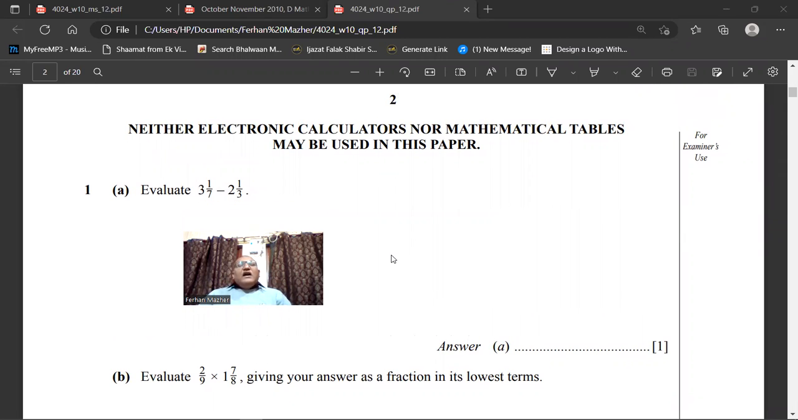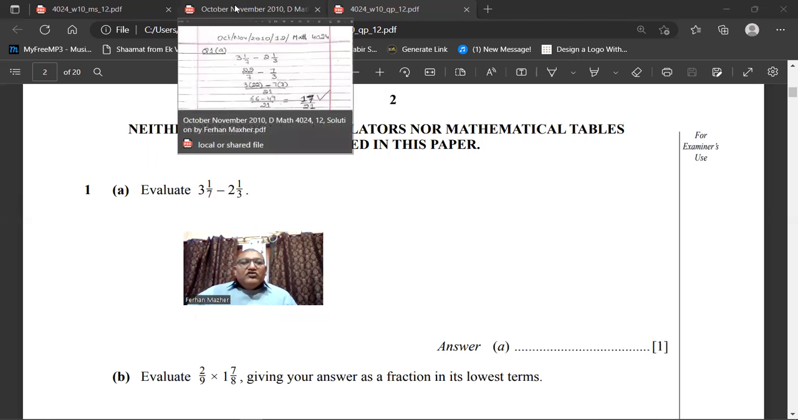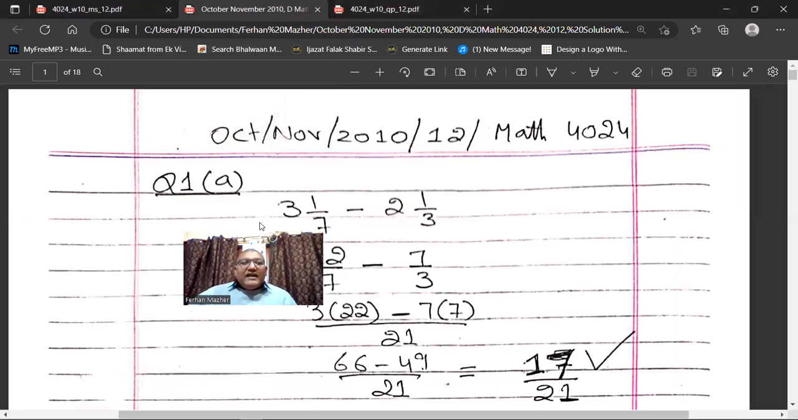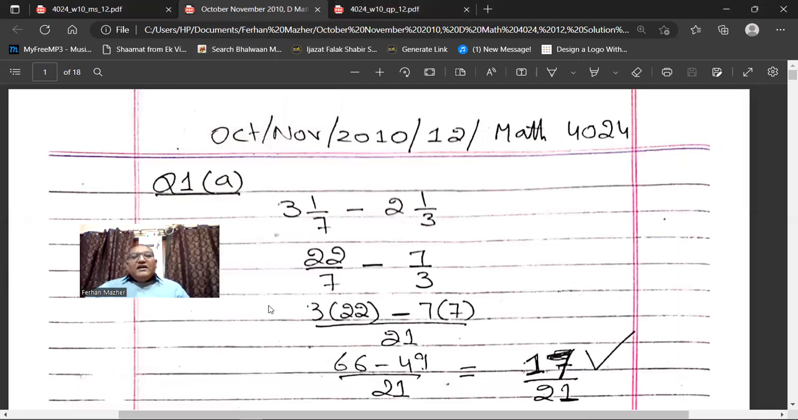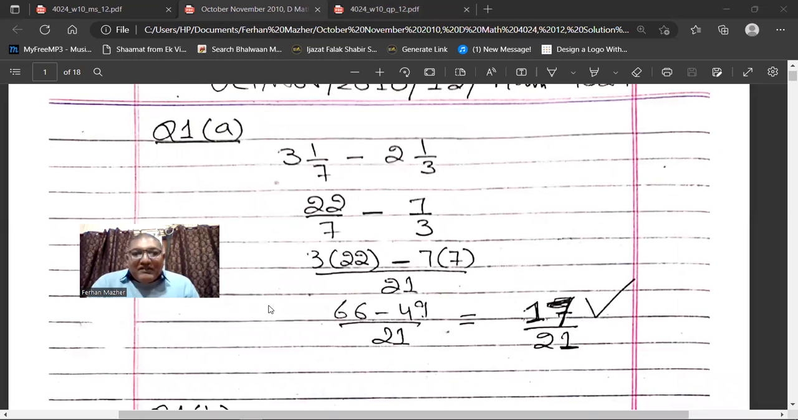Here we have a fraction and we want to subtract that fraction. It is 3 whole 1 by 7 minus 2 whole 1 by 3. So first of all, I will convert them into improper fractions, then I will take their LCM. So 3 7s are 21, 21 plus 1, 22. So it will be 22 by 7. This one will be 3 2s are 6, 6 plus 1, that will be 7. So 7 by 3. So it will be 22 by 7 minus 7 by 3.